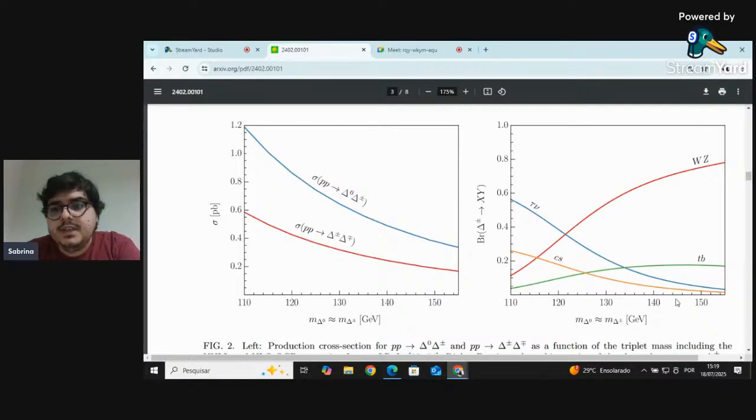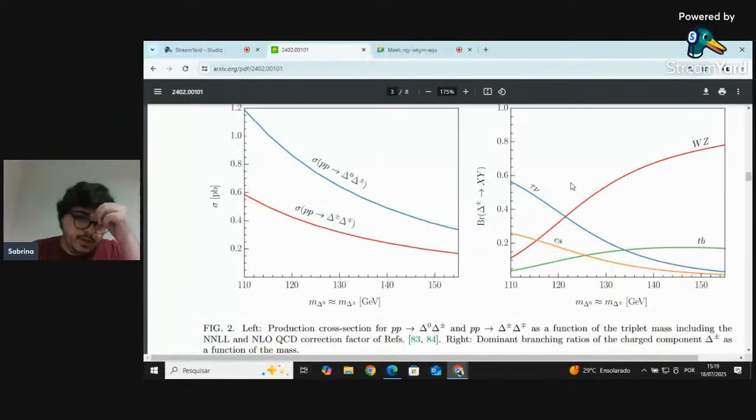And when we increase the mass, the production of W and Z becomes larger than the production of the other channels. So if you want to explain the anomaly at 151 GeV, the more prominent signal that you're going to have is the signal involving pp going to delta 0, delta plus and minus, and decaying to W and Z bosons. One important aspect of this is that the W and the Z generate leptons, quarks, so leptons including neutrinos.